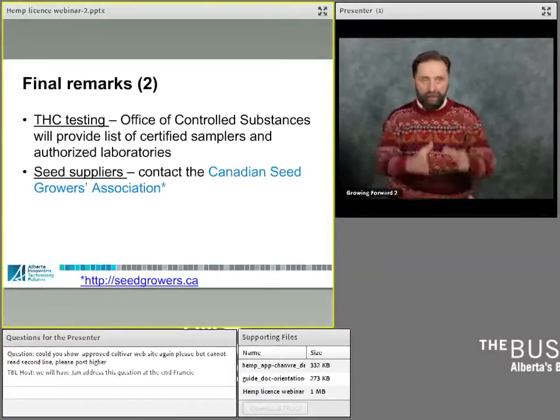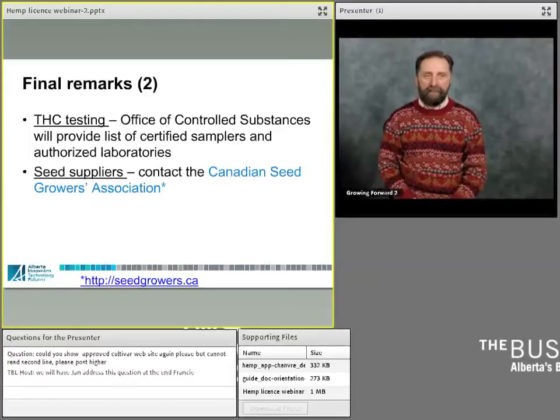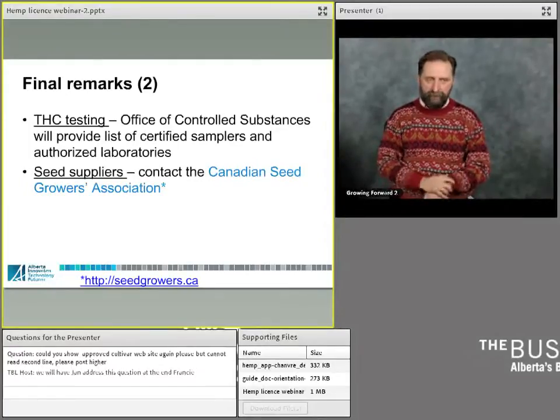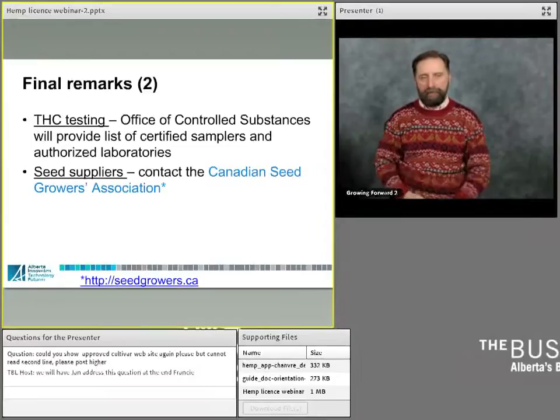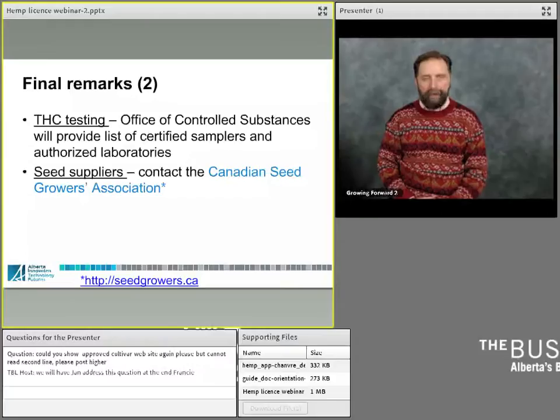Okay, so I have two final remarks regarding THC testing. As I mentioned before, since hemp is a licensed crop, if you refer to the list of approved cultivars, you will see which cultivars have to be tested for THC. Some well-established cultivars are exempt from this THC testing. However, the newer cultivars are not, Finola is not, for example, so you have to have your crop tested for THC.